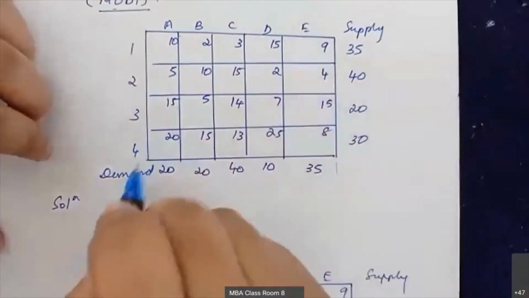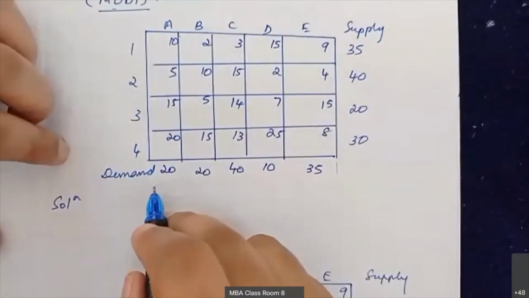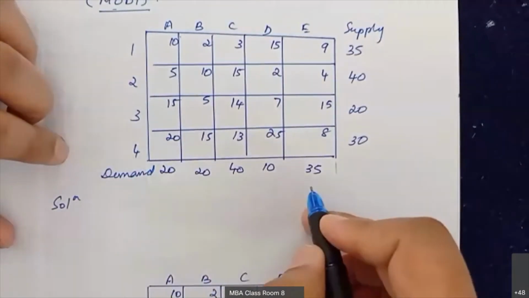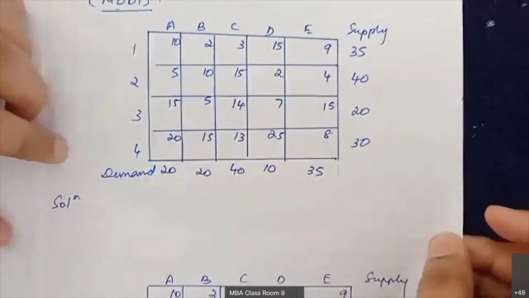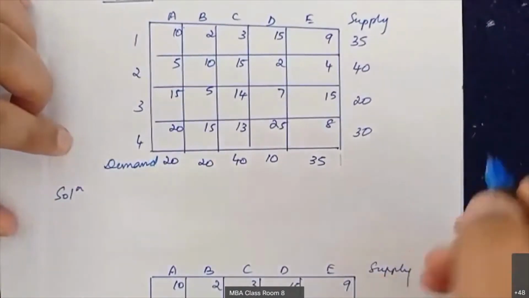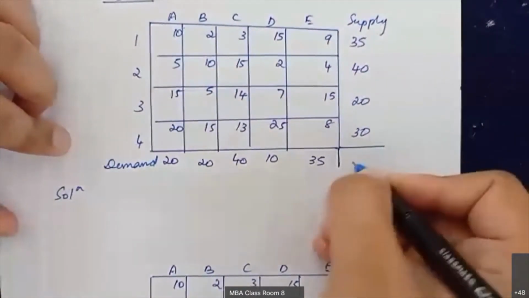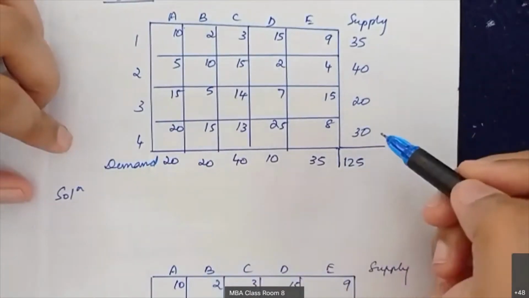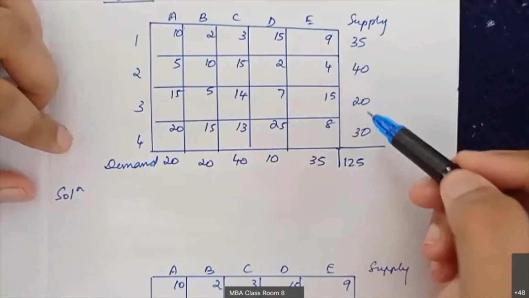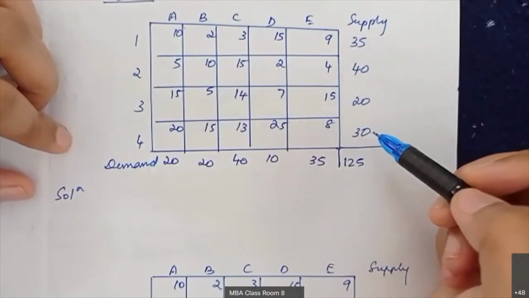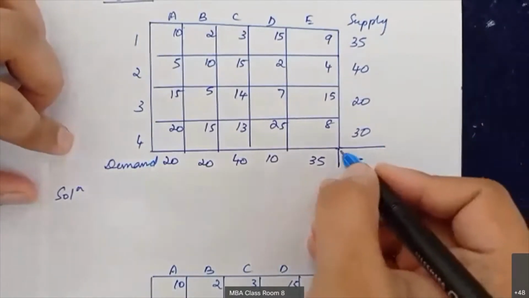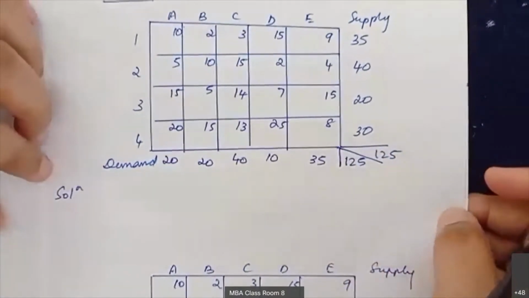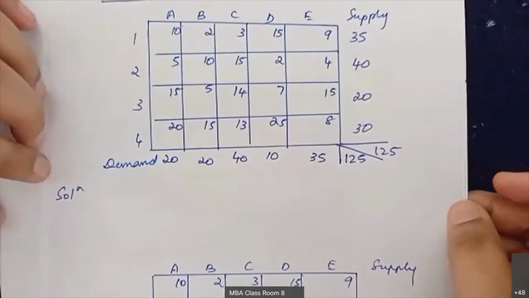We have to add the total demand. What is the total demand? 20 plus 20 plus 40 plus 10 plus 35. What is the answer? The answer is 125. So here total demand is 125. Now can you add the total supply? 35 plus 40 plus 20 plus 30. What is the answer? Yes, it is again 125. So total supply is equal to total demand. So this is a balanced problem.